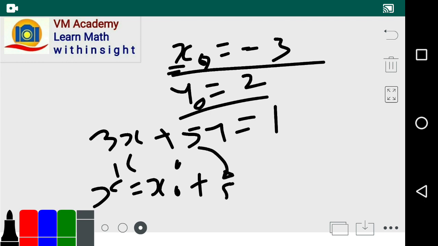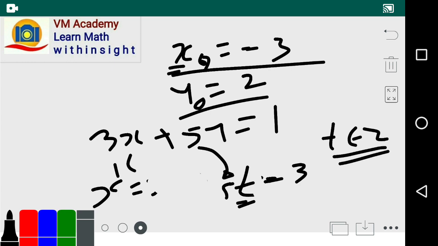5 times k, that is, friends, x naught is minus 3, so 5k minus 3. Or instead of k we can take another integer t. Already we used k, so it should not cause confusion, therefore we use another variable t, where t is an integer, t belongs to Z.